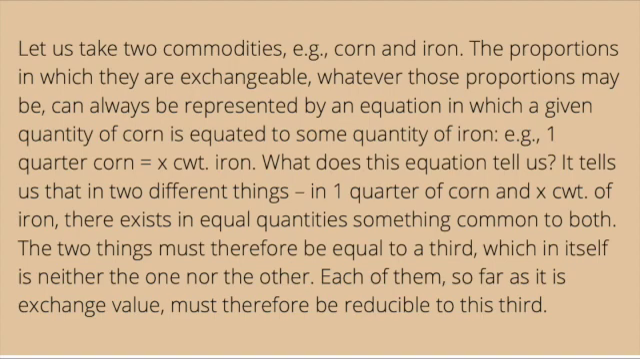is equated to some quantity of iron. For example, a quarter of corn equals x hundredweight of iron. What does this equation tell us? It tells us that in two different things, in a quarter of corn and x hundredweight of iron, there exists in equal quantities something common to both. The two things must therefore be equal to a third, which, in itself, is neither the one nor the other. Each of them, so far as it is exchange value, must therefore be reducible to this third.